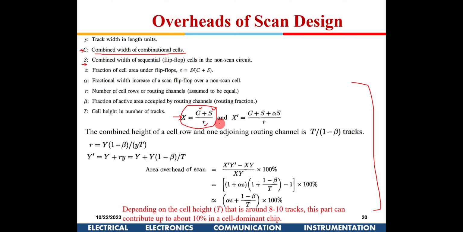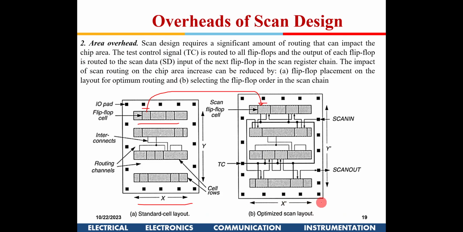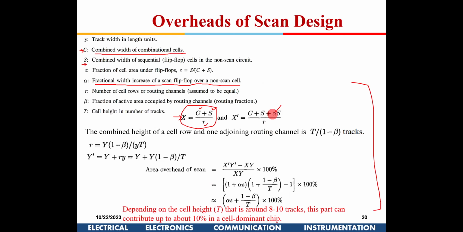Now when I am going with a scan design, I have introduced one more parameter, alpha. Alpha is the fractional increase in width of the scan flip-flop over the non-scan flip-flop. That means if I replace this flip-flop with a scan flip-flop, then this much fractional increase will be there, so I need to add that. So now this x dash is for the chip with scan design. So x dash will be greater than x, and that factor is given here.